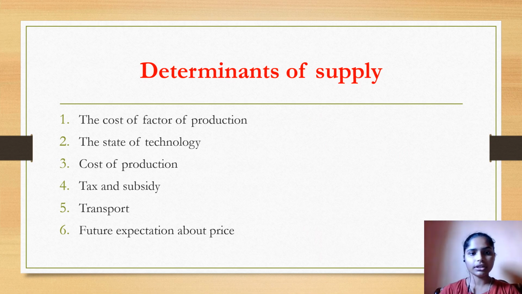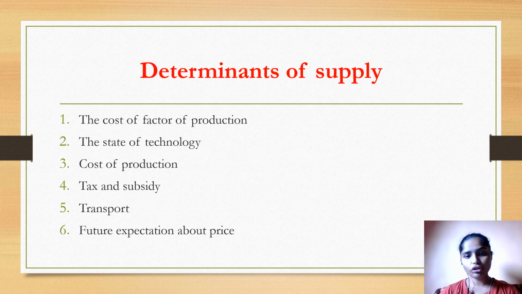After the assumptions of supply, now we will see the determinants of supply. First one is the price of the commodity. Price is an important factor influencing the supply of a commodity. More quantity is supplied at a higher price and less quantity is supplied at a lower price. Thus, there is a direct relationship between price and quantity supplied.